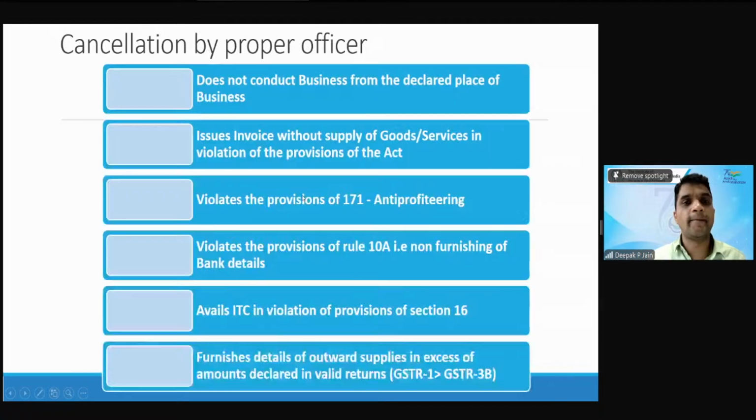Point number two is when you issue an invoice without supply of goods, right? आपने supply किया है invoice को और goods को आपने supply ही नहीं किया है, then also you're liable for cancellation.